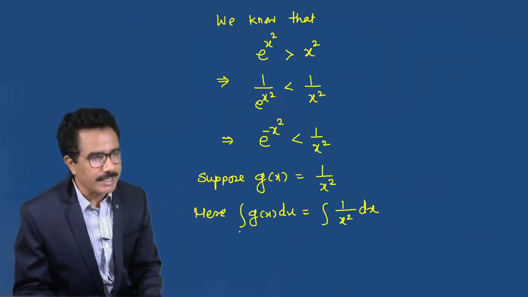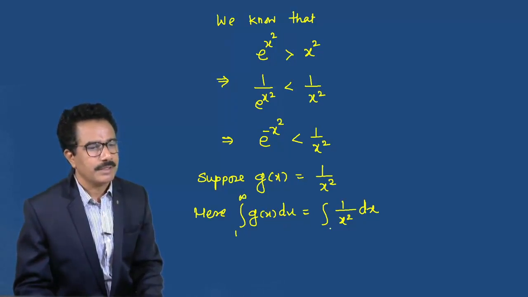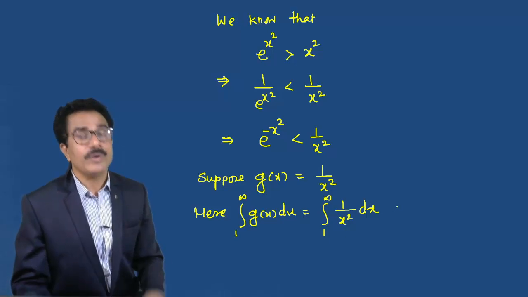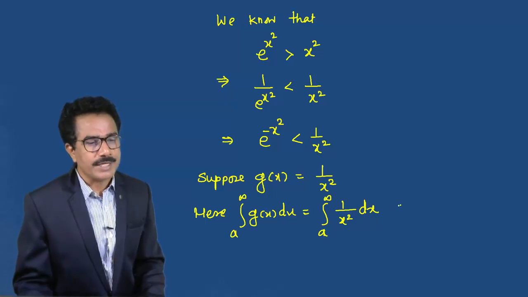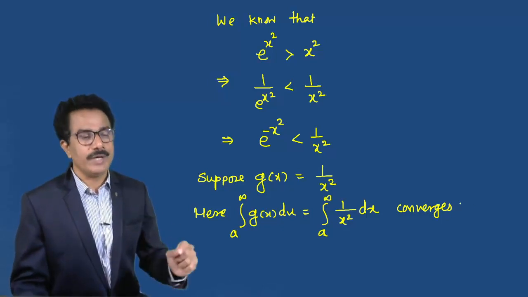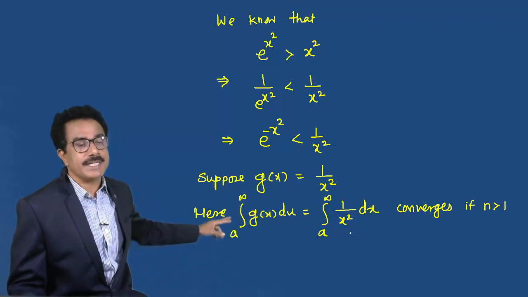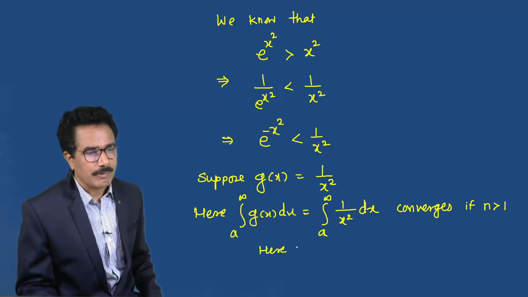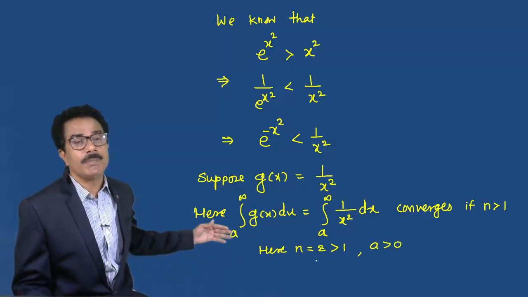Same problem here, integral from 1 to infinity, or we can write this a to infinity, converges if n is greater than 1. Here n is equal to 2, which is greater than 1. So we can say that this integral converges, a is greater than 0.